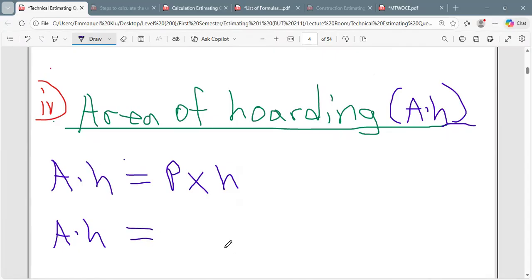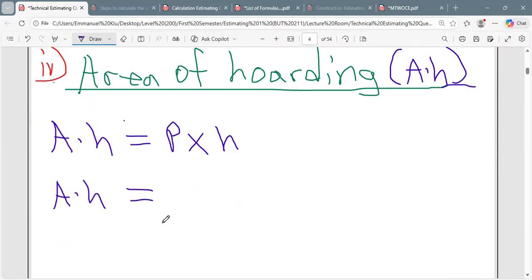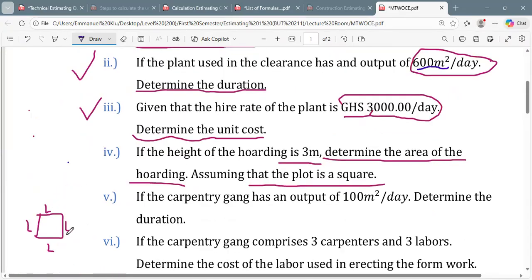So our perimeter, how do we get our perimeter? Now we already know the length. We calculated for the length already. So if we are having, let's say, four sides over here, one, two, three, four, our perimeter is going to be equal to what? 4 times what? L.